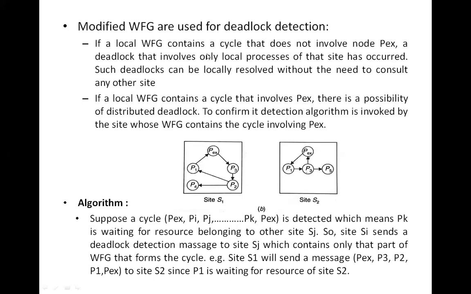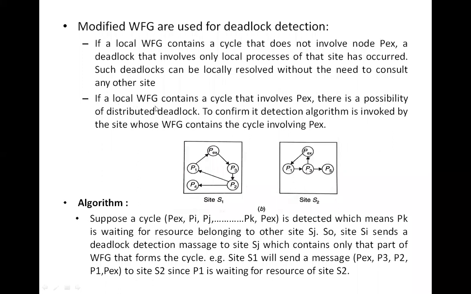So there are two points. If there is a cycle in the WFG which does not include PEX, it means it is a local deadlock which has been created because of the local processes. No problem, it has to be resolved by the site itself.